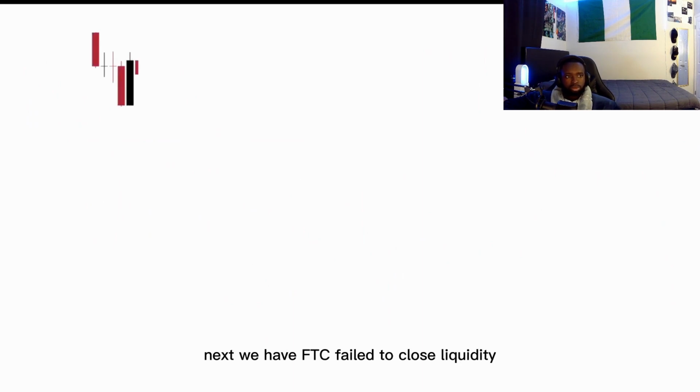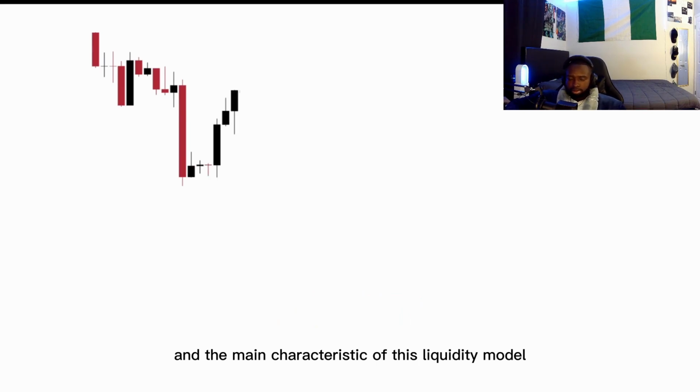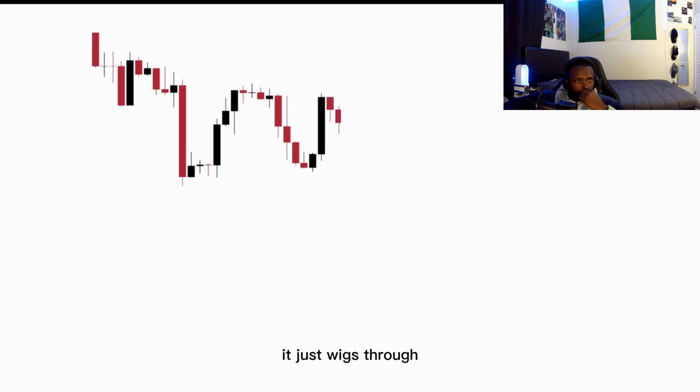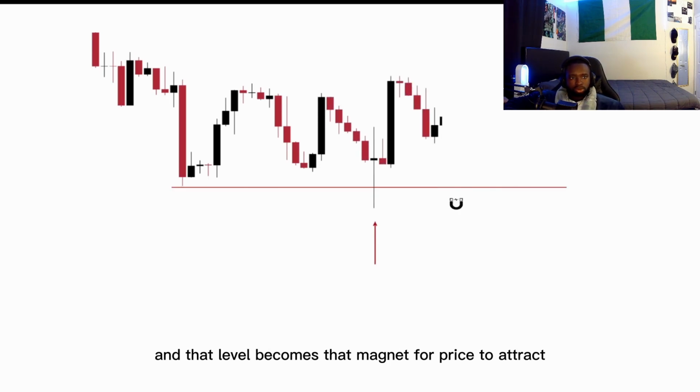Next, we have FTC, failed to close liquidity. The main thing to understand is that in this liquidity model, the candle never closes below the range. It just wicks through. The candle wicks through, and that level becomes a magnet for price to attract.